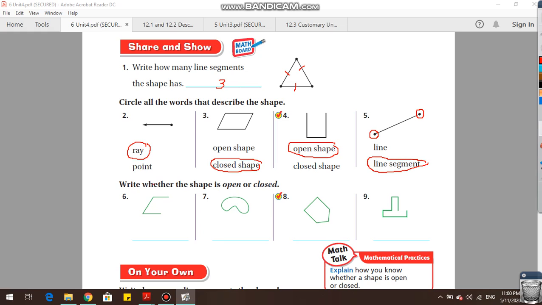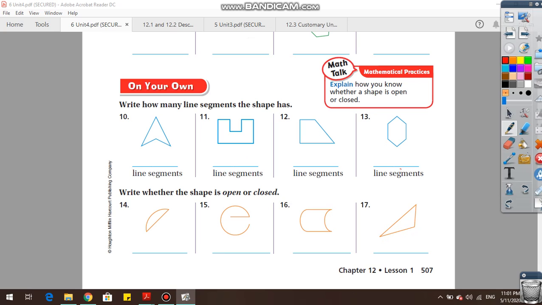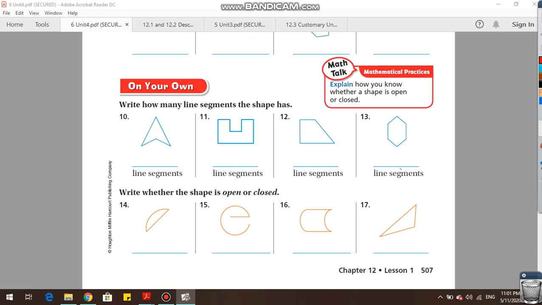Now number 6, write whether the shape is open or closed. Here the shape is what? Open. And here, as you can see, it's closed. How about this one? Closed. And the last one, it's open, as you can see. Now I need you to solve from number 10 till number 17, then check your answers with me.